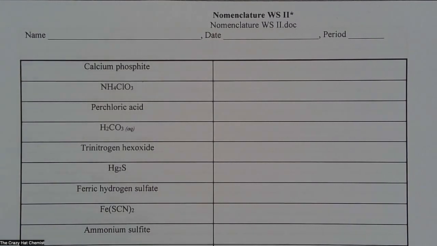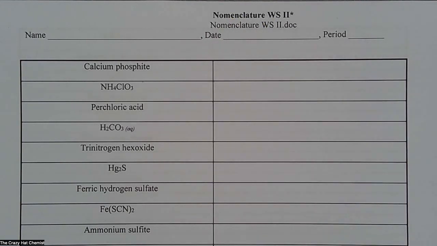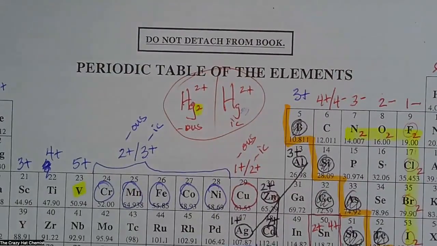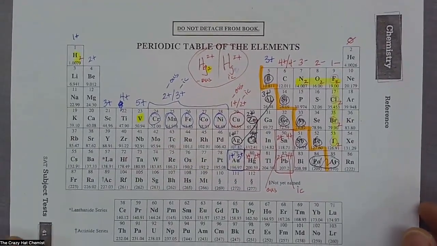I'm going to make the assumption that you have done the following prior to this. One, you have watched my video series, that is my playlist on chemical nomenclature for ionic compounds and binary covalent compounds. And two, you actually know your periodic trend charges. So I'm going to zoom on out on this, and these are your periodic trend charges right here.